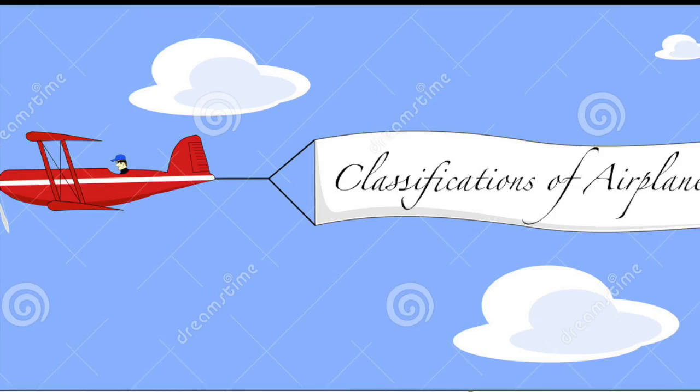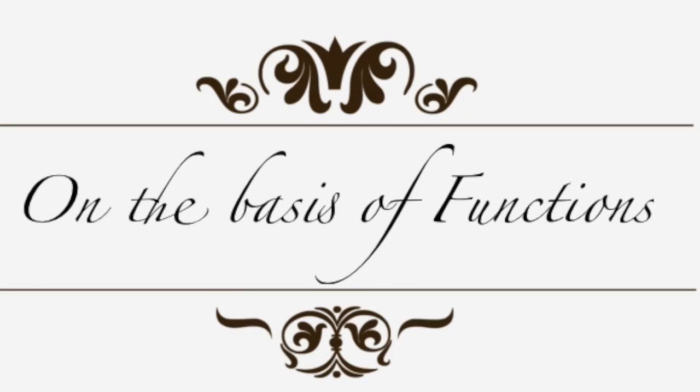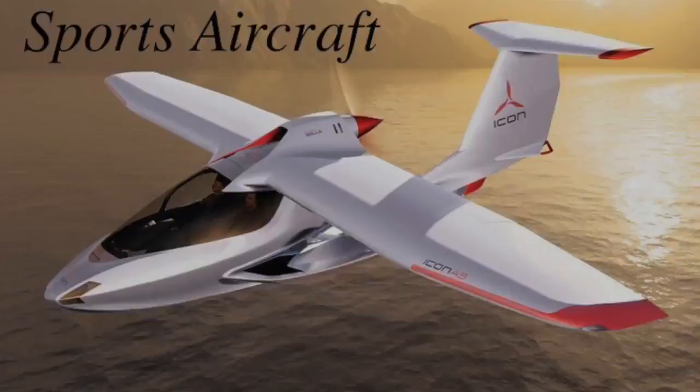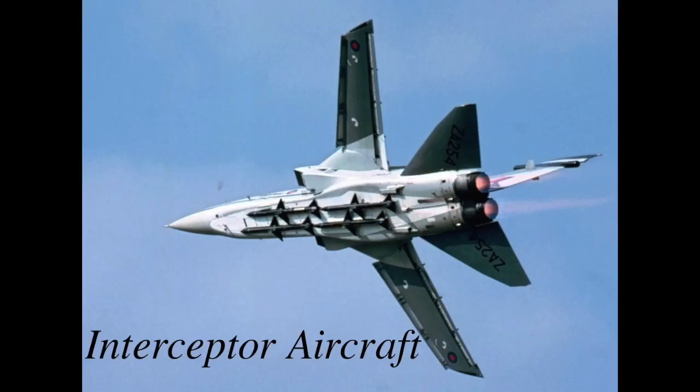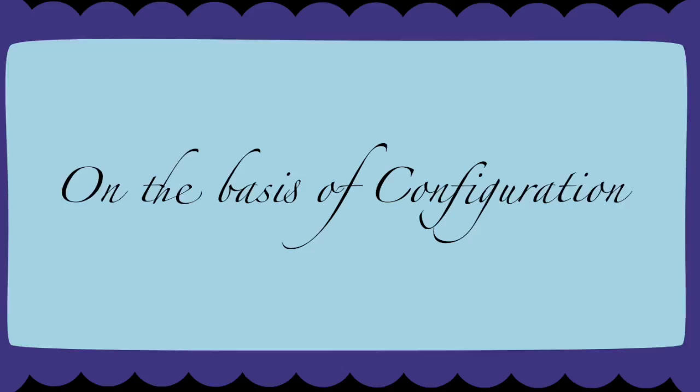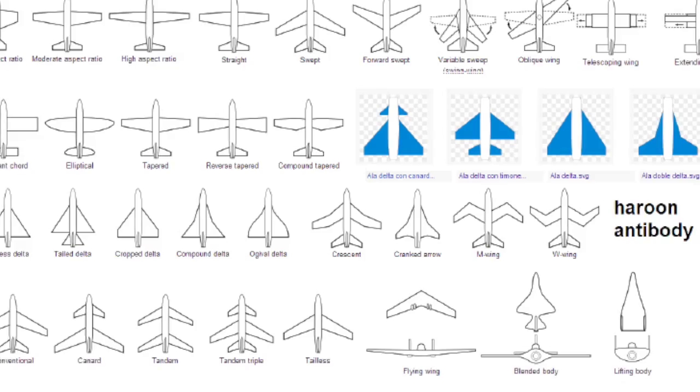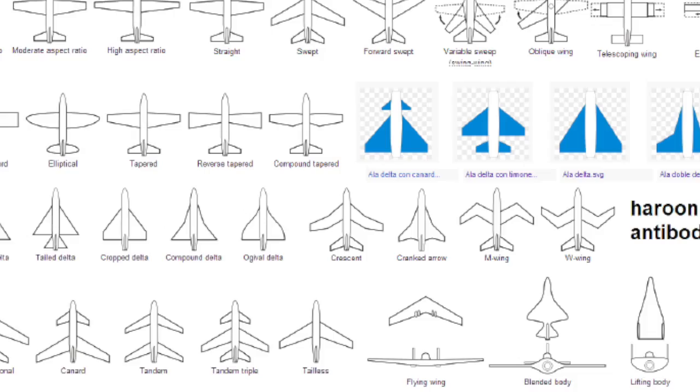Classification of airplanes. Firstly, airplanes can be classified according to their functions as civil and military. Civil airplanes are categorized as passenger, cargo, agricultural, sports, and ambulance. Military airplanes include fighter, bomber, interceptor, and rescue airplanes. Secondly, on the basis of configuration, wings. Wings may be swept back or occasionally forward for a variety of reasons. A small degree of sweep is sometimes used to adjust the center of lift when the wing cannot be attached in the ideal position for some reason, such as the pilot's visibility from the cockpit.